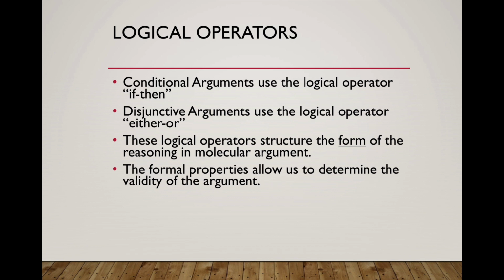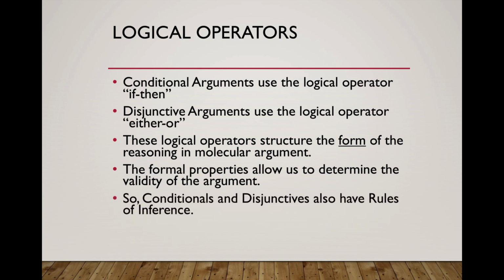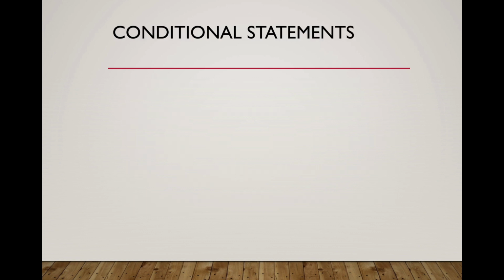conclusion. And it is these formal properties that allow us to determine the validity of the argument, just as it was with syllogisms. So we look at how the parts of the argument relate to one another, and we can determine whether that structure follows rules of inference or not, and if it does, the argument will be valid. So just like syllogisms, conditionals and disjunctives also have rules of inference.